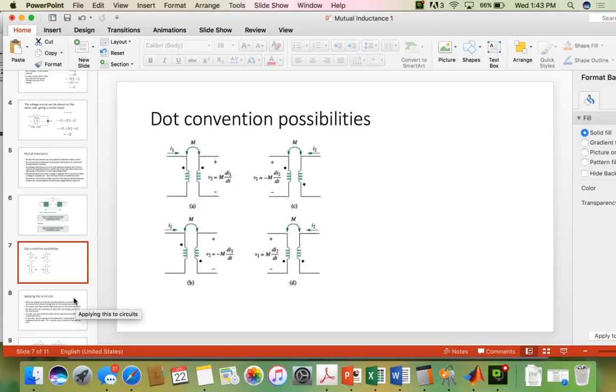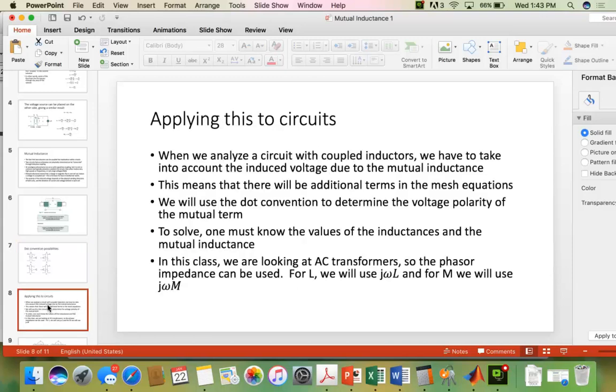Now this is going to become more clear when we work more example problems. I'm going to show an example problem on the video, but we'll actually rework it in class. All right, so when we apply this to circuits, when we write our KVL equations, we have to take into account that there is an induced voltage due to the mutual inductance in the system. And so that's going to introduce some additional terms into the mesh equations. So we use the dot convention to determine whether the voltage polarity of that additional term is going to be positive or negative as we go around our mesh.